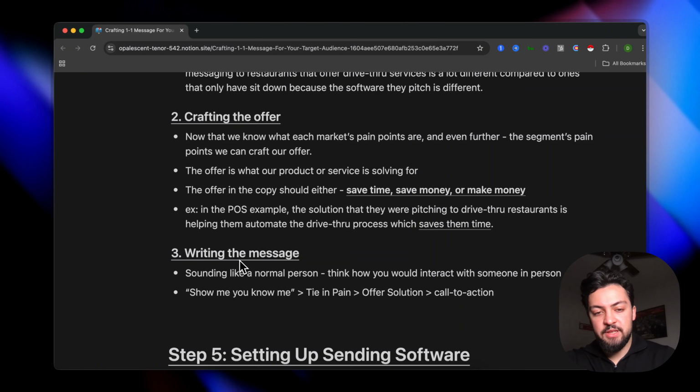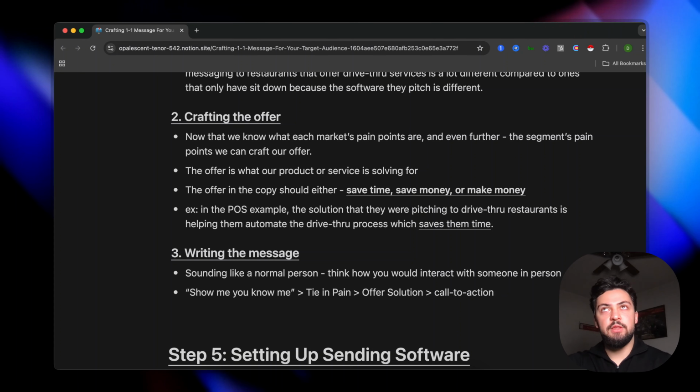And in terms of writing the message, there are two ideas that you want to have in the back of your mind when you're writing it. The first one is you actually want to sound like a normal person. So as much as we're talking about AI and how great it is and how efficient it could be for us, you actually want to sound like a real person when you're coming across to these individuals.